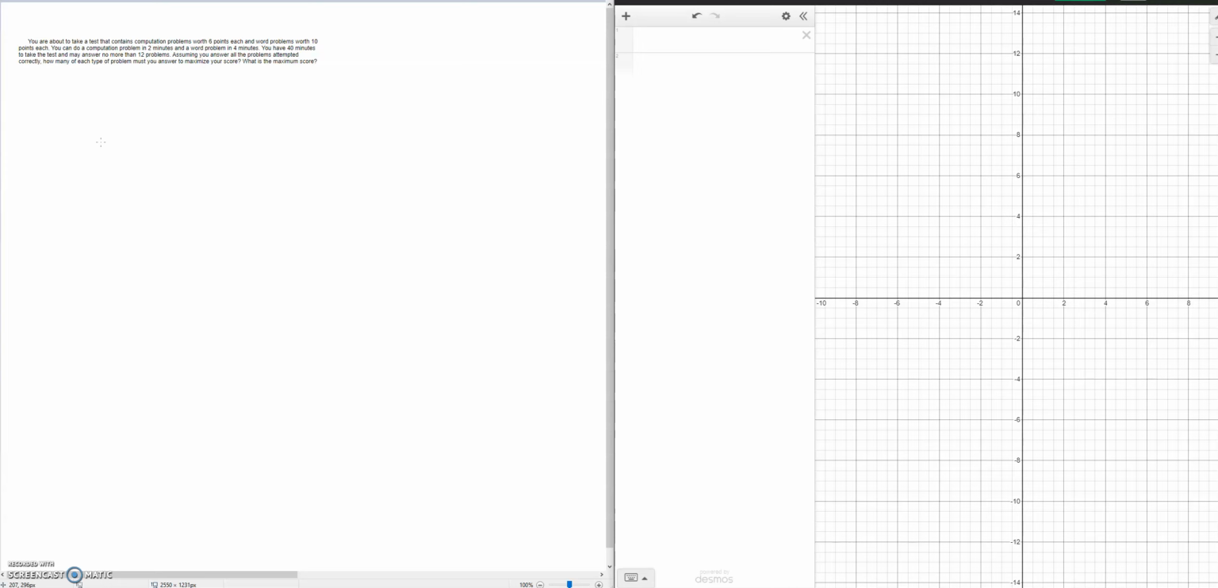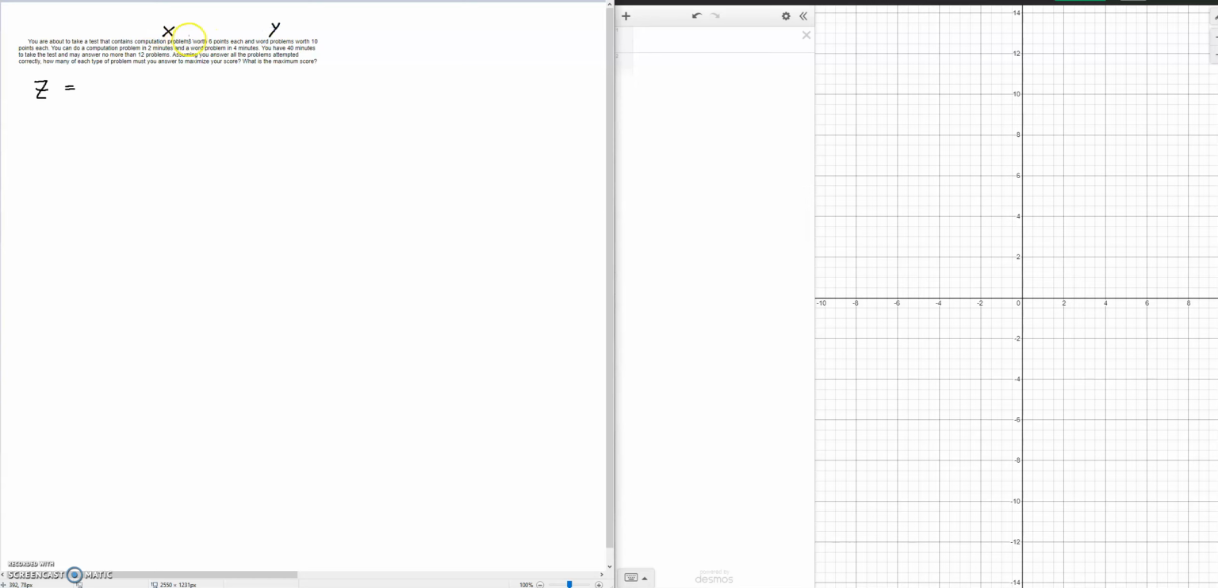Okay. So here, first, we need to find out a few things. So since this is an optimization problem given particular constraints, this is a linear programming problem. So we need to figure out first, what is our objective function? So our objective function z equals. Now we need to figure out how many of each type. So we have word problems and computation problems. So I'm going to say the computation problems here, these are x. I'm going to say the word problems, these are y.